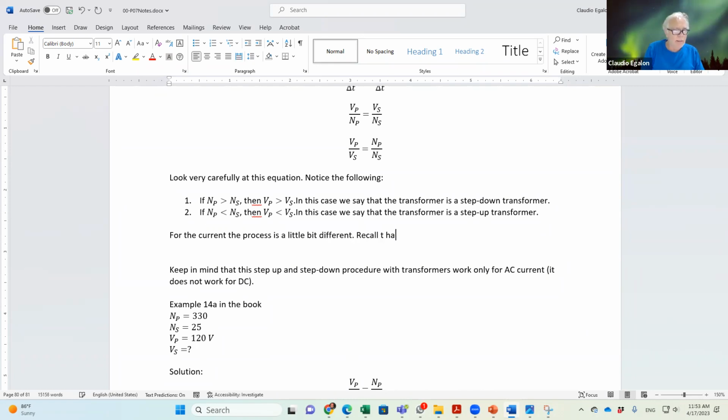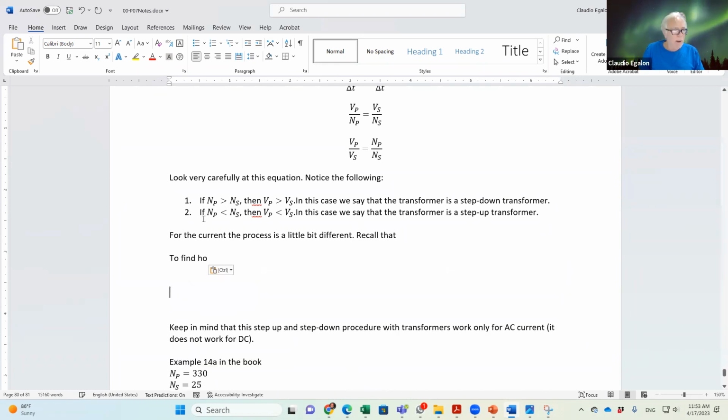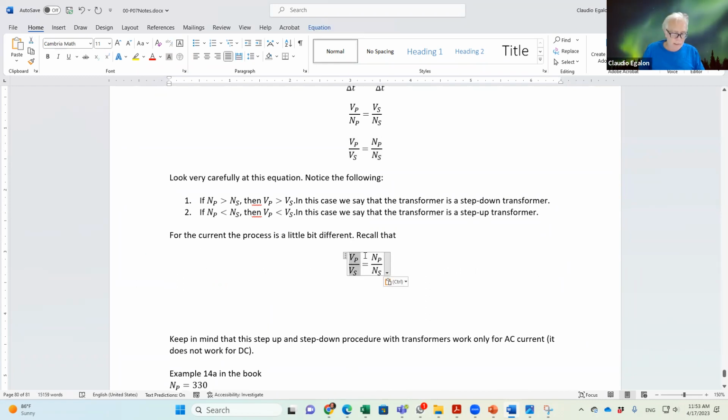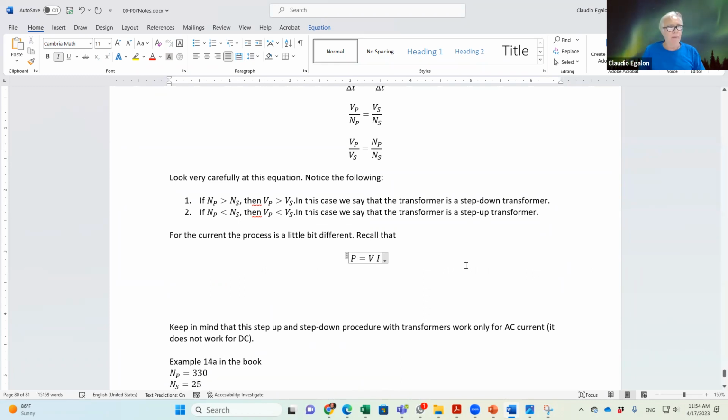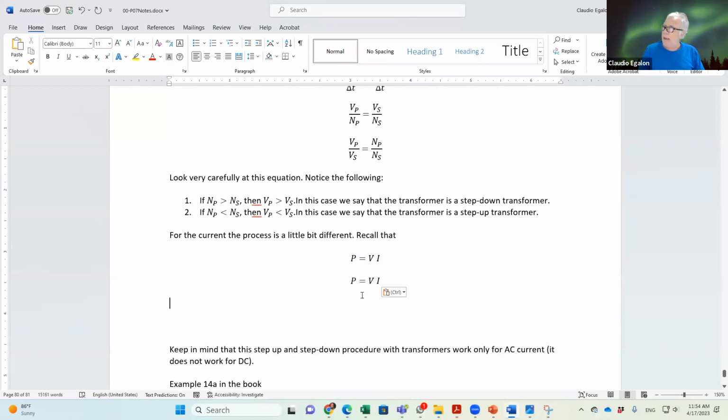Recall that there is a relationship between the power, the voltage, and the current, right? Power is equal to VI. But because we are dealing with an AC circuit, the V here should be the root mean square. Okay, we covered that before, right? And the current also should be the root mean square.